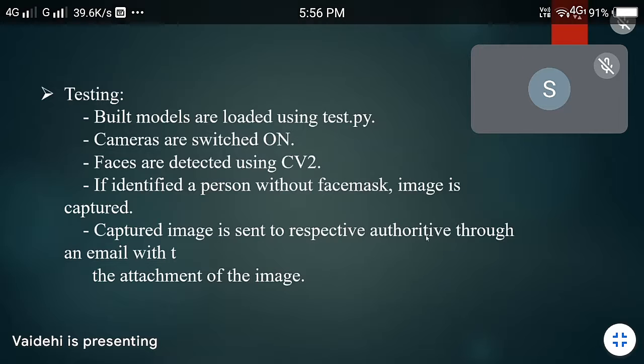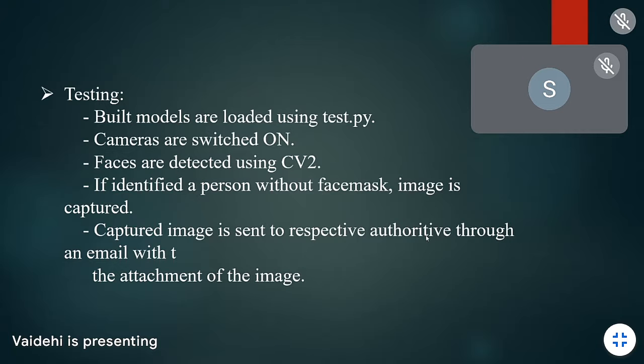Let's move toward the testing. The built models are loaded using test.py, that is Python. Whatever model we are using is built in Python, and how the test is done is that cameras are switched on. When we use this method in our corporation, our office, or in an area, we have to switch on the camera. We have to put it in a proper place so that it can detect the persons and the face. Faces are detected using CV2, and if it identifies a person without a mask, the image is captured.